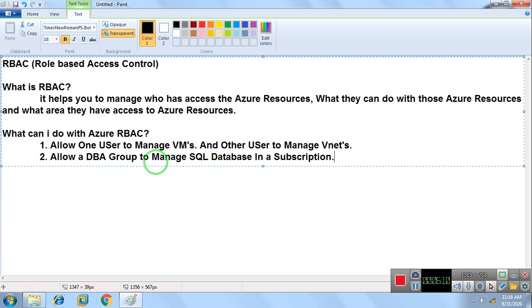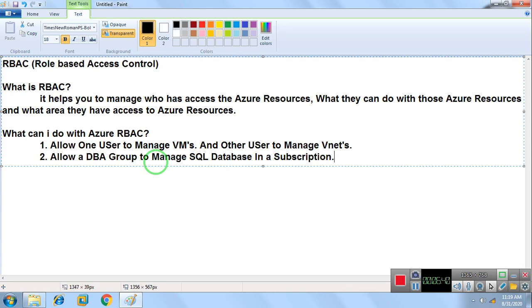Okay, so in this, what can I allow? Imagine I have a DBA group. I create one DBA group, and in that DBA group we have 5 users, U1 to U5. I allow that particular DBA group to manage SQL database in a particular subscription. Imagine in my subscription I have 5 SQL databases running. So I tell the users in the DBA group to manage all the databases in that particular subscription.